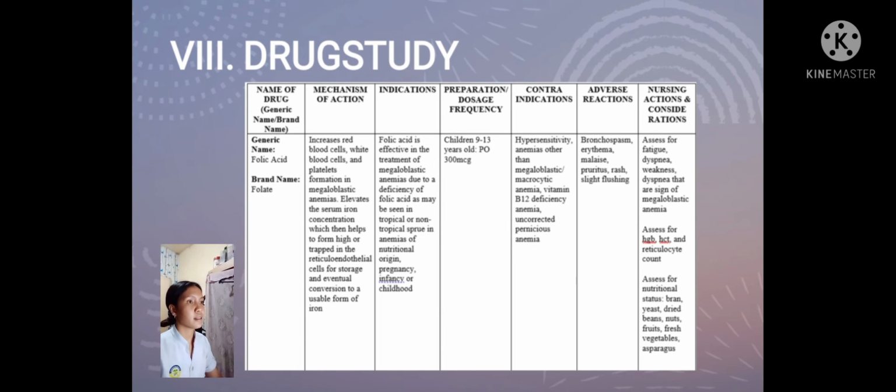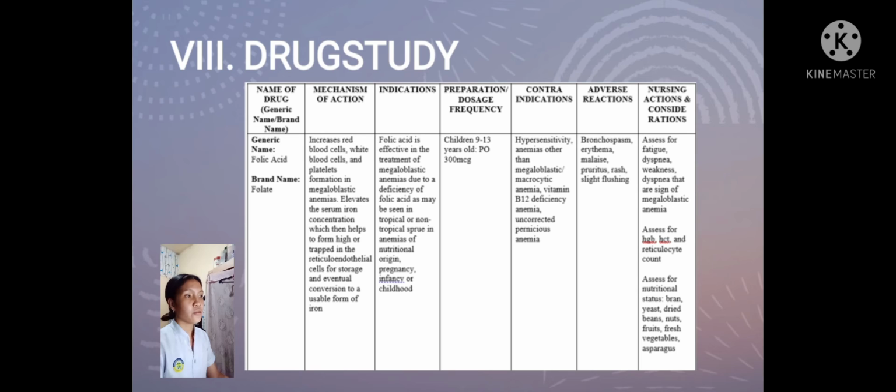The next drug: the generic name is folic acid. The brand name is Folate. Mechanism of action: increases red blood cell, white blood cell, and platelet formation in megaloblastic anemias. Elevates the serum iron concentration, which then helps to form a reserve in the reticuloendothelial cells for storage and eventual conversion to a usable form of iron.